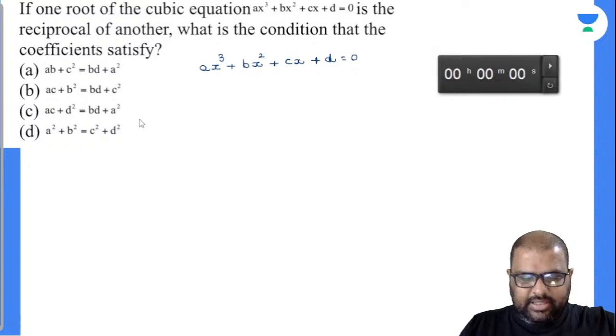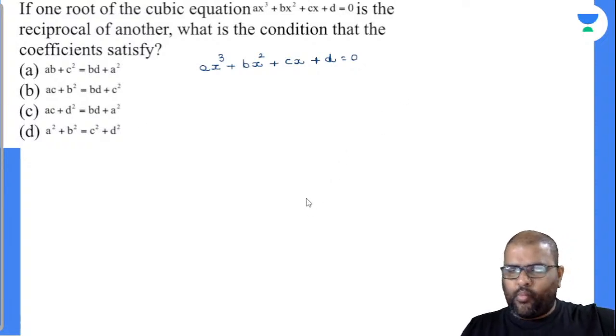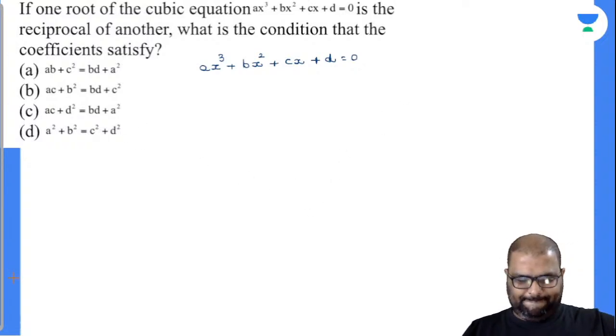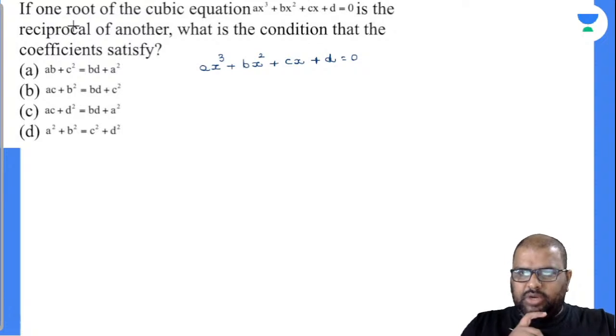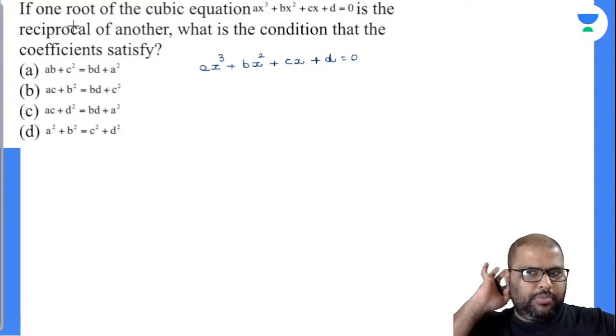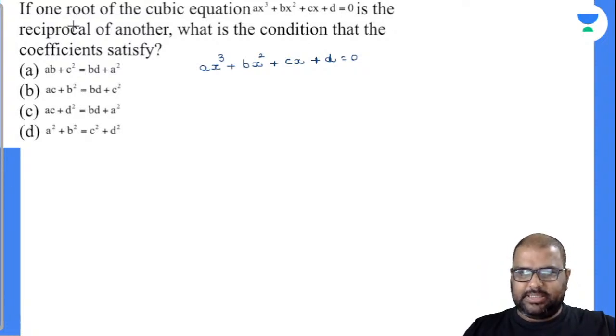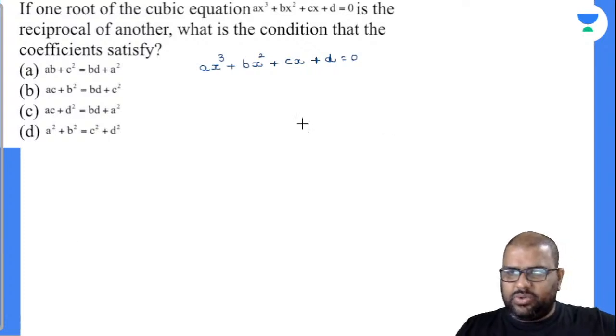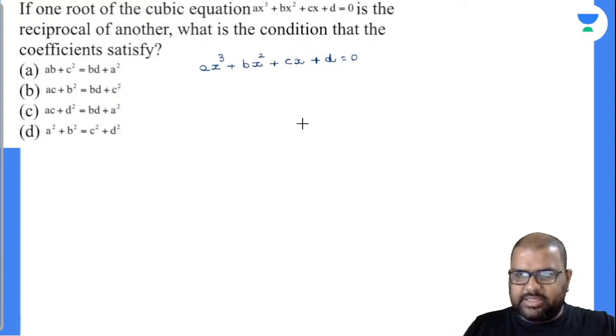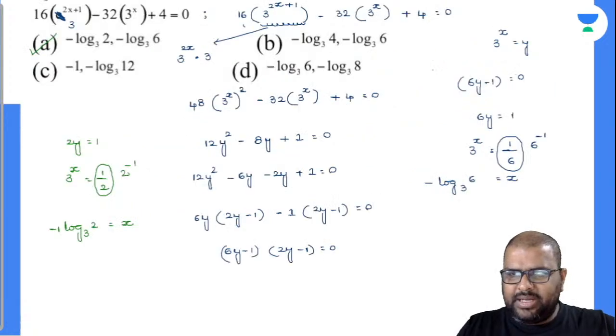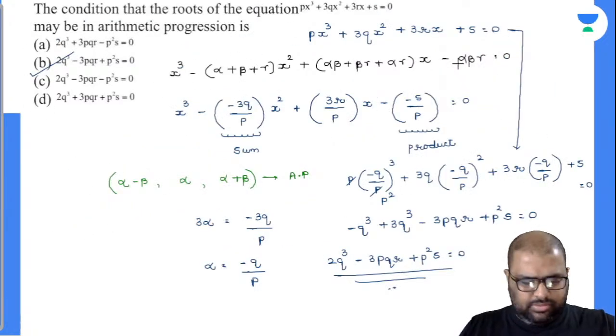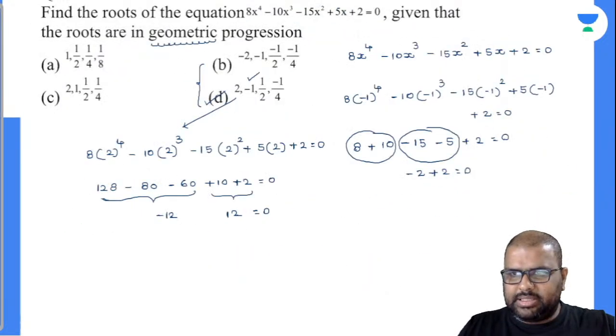Any answer, beta, for this? Nobody. Will I do it? If one root of the cubic equation ax cube plus bx square plus cx plus d is equal to 0 is the reciprocal of another, what is the condition that the coefficients satisfy? So of course you know that this is a cubic equation. I already wrote the general form in the previous slide. Again and again I will not write; mostly you will be remembering this, right?